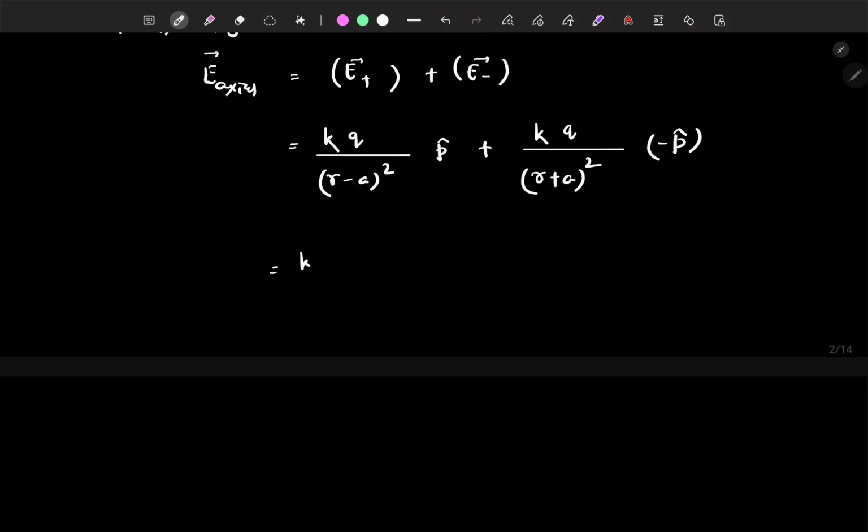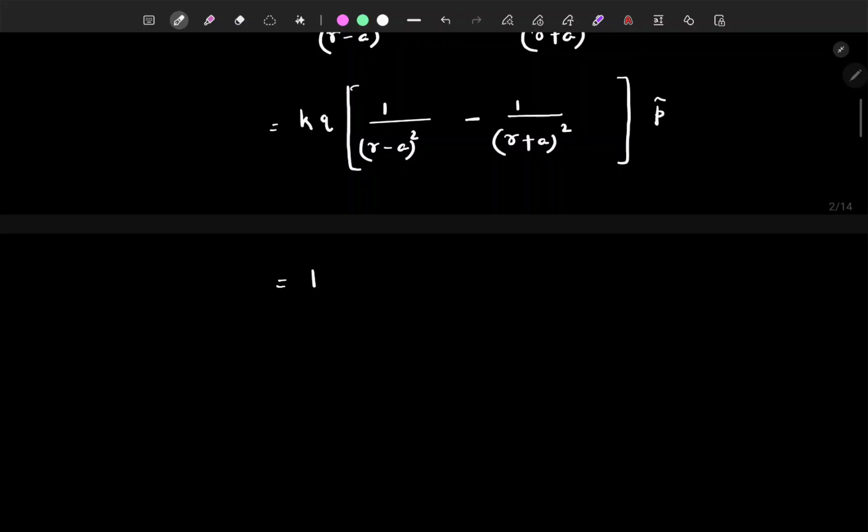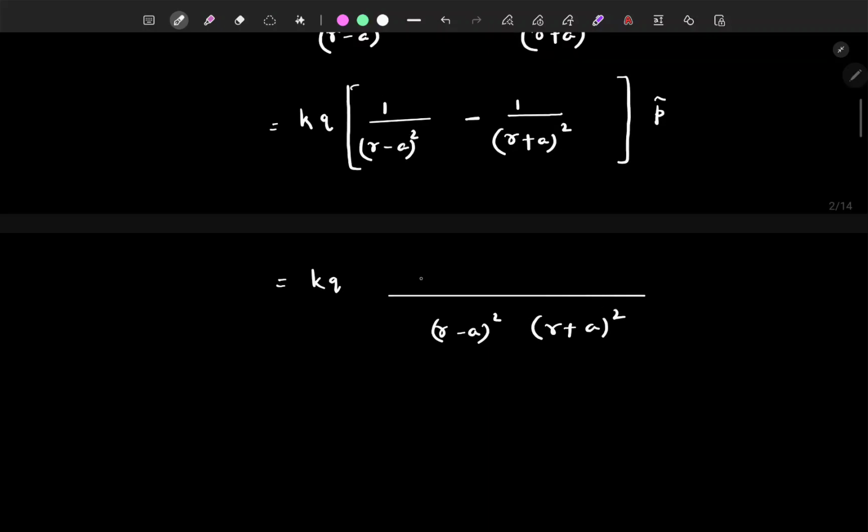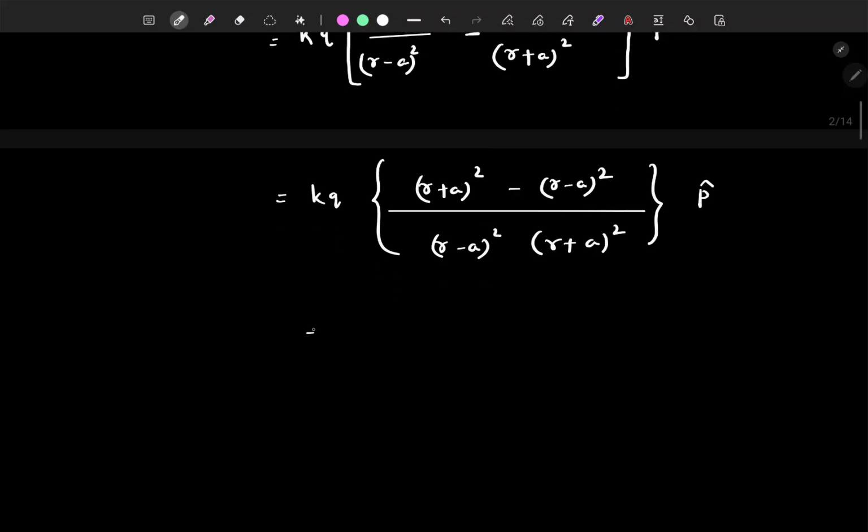So we can write kQ take common. In the bracket you can write both expressions, and this is your p cap. So kQ and p cap are common. So 1 by R minus A whole square minus 1 by R plus A whole square. So it will be k into Q, LCM is R minus A whole square into R plus A whole square. So it will be R plus A whole square minus R minus A whole square, and the direction is p cap.